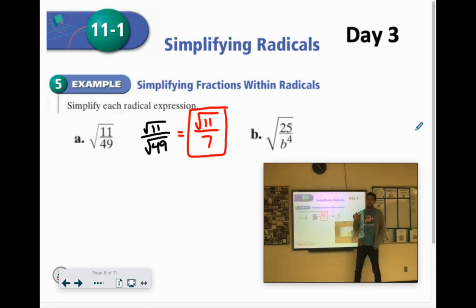Now you are not allowed to have radicals in the denominator, which we don't. If it does happen, then we'll find out later a way that you can fix that.